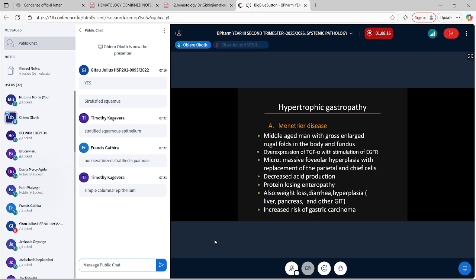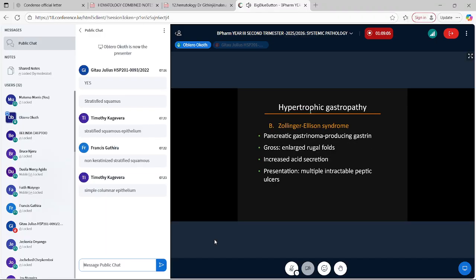Okay, and these patients also have decreased acid production because the other cells are not transformed. And because of the cells being weakened, there'll be no boundaries. The tight junction that you normally have with the epithelial cell will be lost. So this patient also starts losing protein. And because they have diarrhea, they'll have weight loss, and this hyperplasia might affect other tissues like the liver, like the pancreas, and even other GIT organs like the colon will also become thickened. These patients have an increased risk of gastric carcinoma. It's called Menetrier disease. It's hypertrophic. The rugal folds are markedly enlarged.